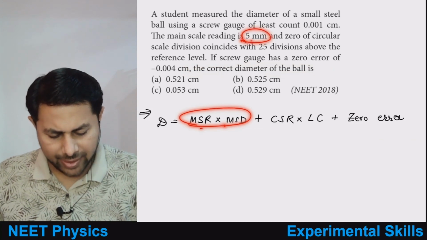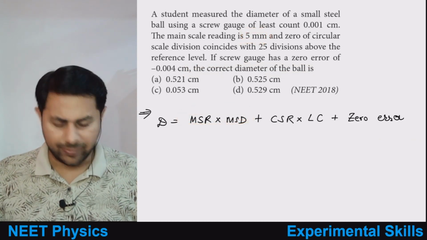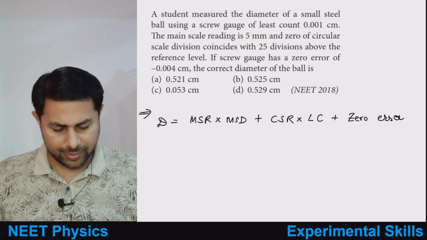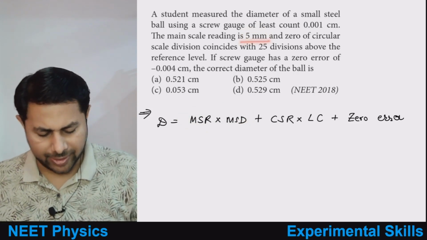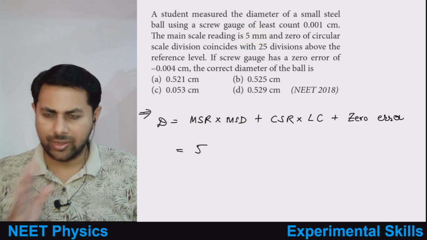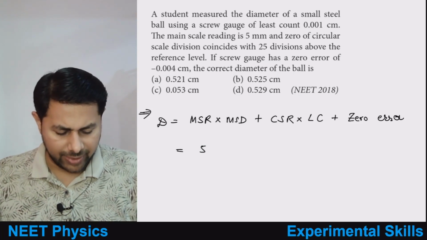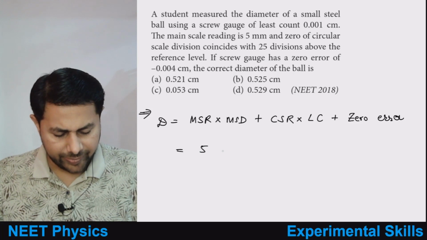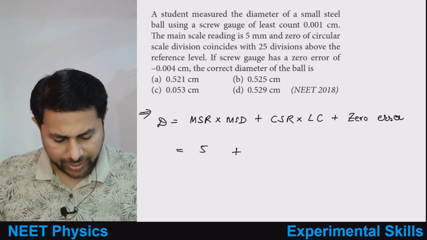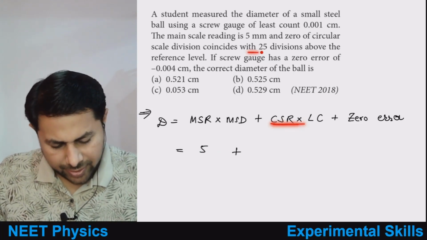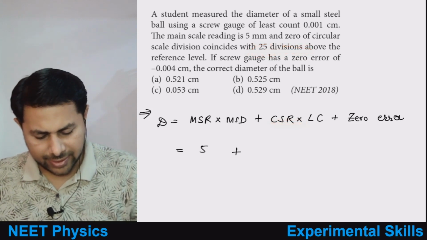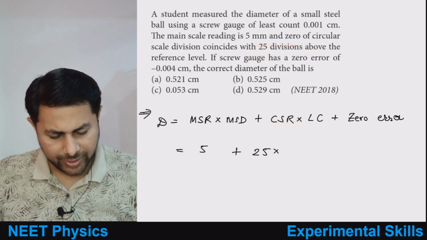They have directly given the complete reading of the main scale. It's 5 millimeters, right? They have not given the number of divisions, they have directly given the answer. So it's 5 mm plus, what is the circular scale reading? It is 25 divisions, right? 25 divisions multiplied by the least count.